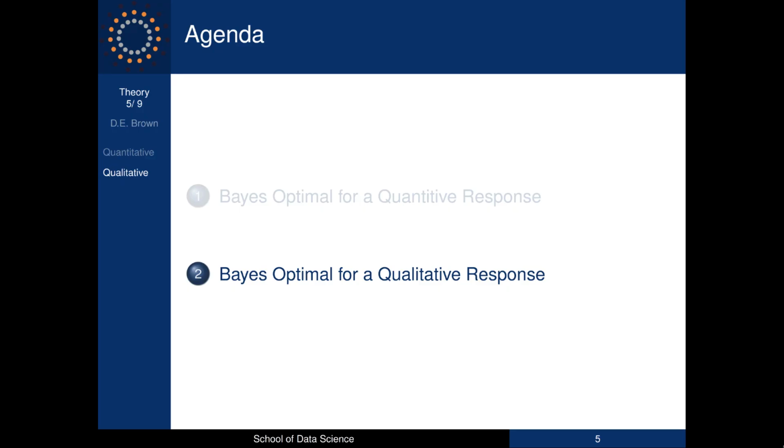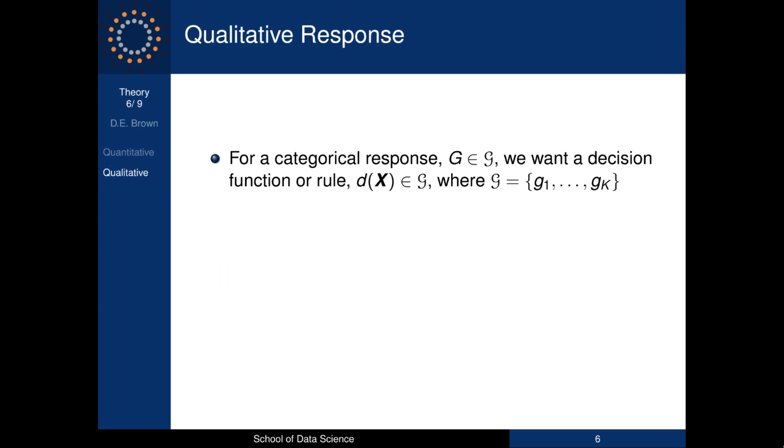Okay, so that's the answer for quantitative response. Let's look at what it is for a qualitative response. In the qualitative case, we have a categorical response, and we're representing that here with capital G, which is a subset of the script G set. For example, we've given many times the admission to UVA. Our script G then would be don't admit, waitlist, or admit. And the capital G value would be one of those choices. So our decision function then would again select from these the actual value.